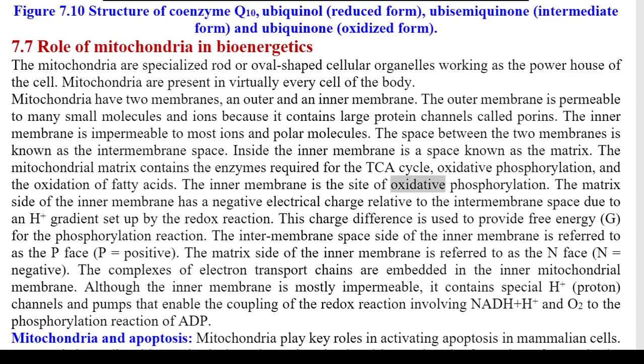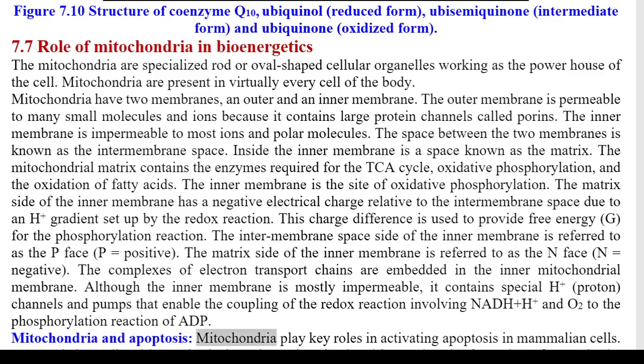The inner membrane is the site of oxidative phosphorylation. The matrix side of the inner membrane has a negative electrical charge relative to the intermembrane space due to an H+ gradient set up by the redox reaction. This charge difference is used to provide free energy, G, for the phosphorylation reaction. The intermembrane space side of the inner membrane is referred to as the P face, P equals positive. The matrix side of the inner membrane is referred to as the N face, N equals negative. The complexes of electron transport chains are embedded in the inner mitochondrial membrane. Although the inner membrane is mostly impermeable, it contains special H+, proton, channels and pumps that enable the coupling of the redox reaction involving NADH + H+ and O2 to the phosphorylation reaction of ADP.